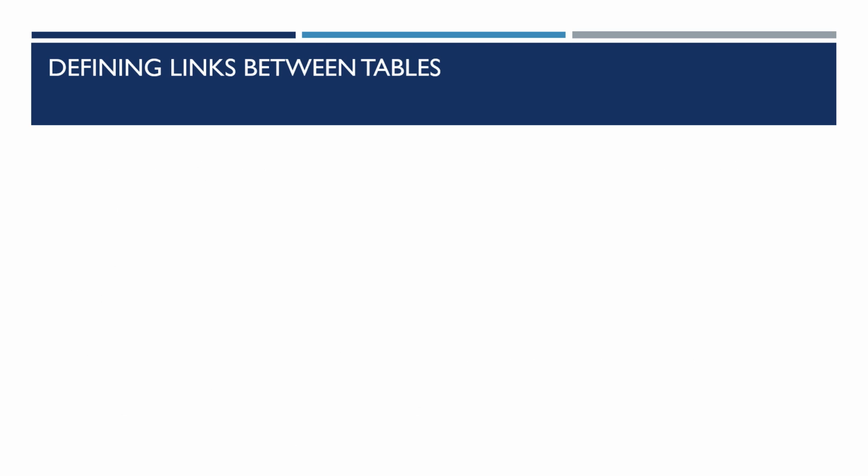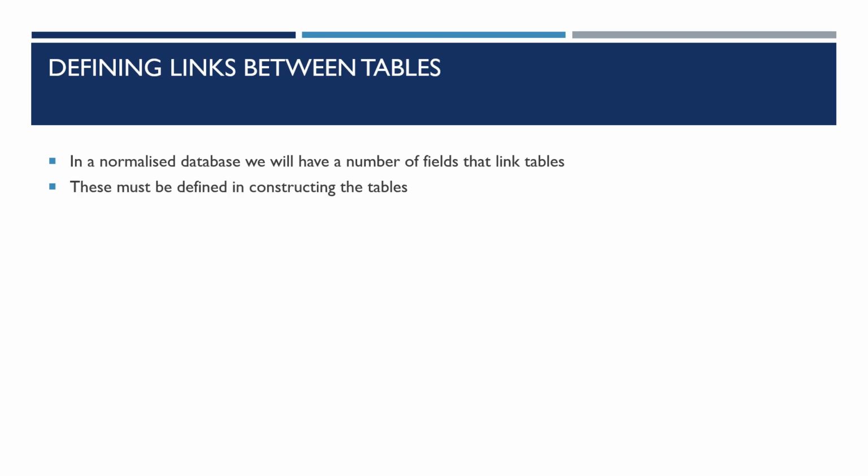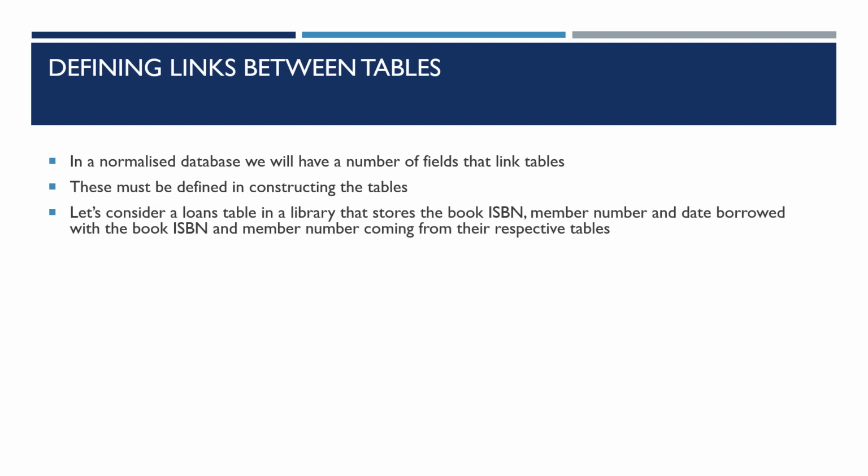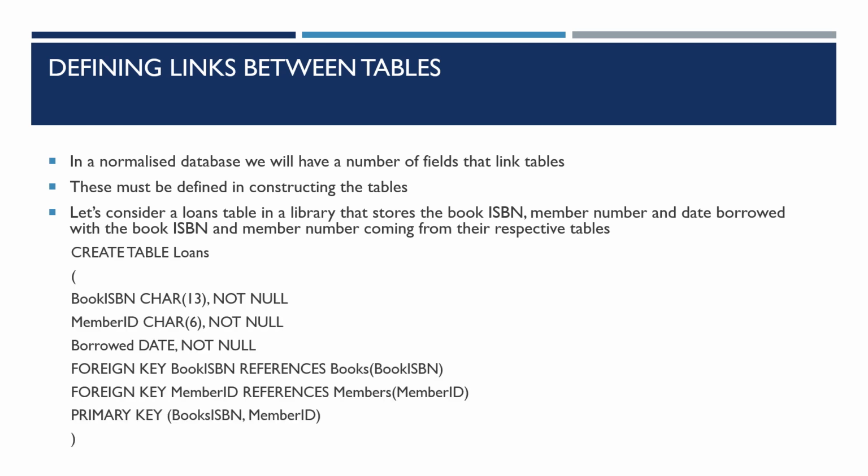In a normalized database, we will have a number of fields that link tables. These links must be defined in constructing the tables. Let's consider a loans table in a library that stores the book ISBN, member number, and date borrowed. The book ISBN and member number come from their respective tables and form a composite key. The definition for this would look something like the table definition below.